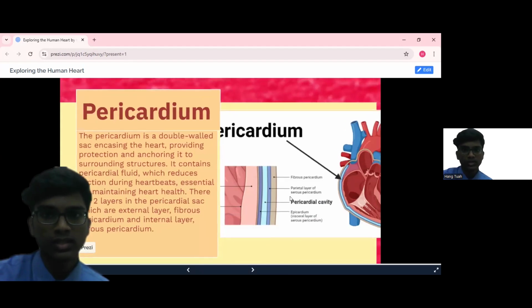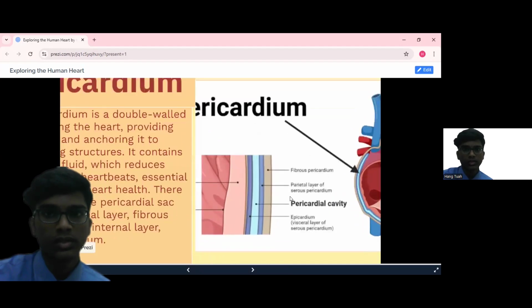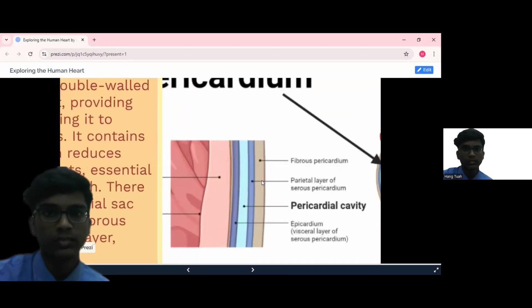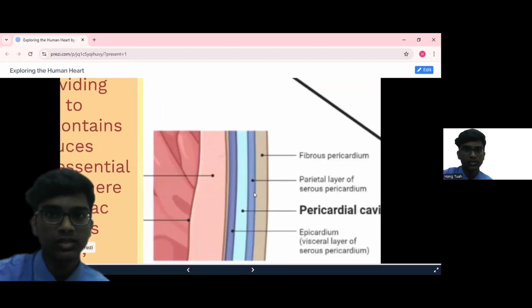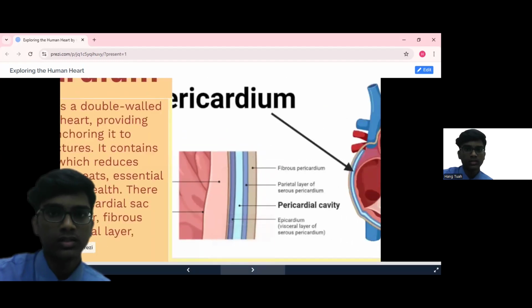So as you can see in this picture over here, the grey part indicates the fibrous pericardium, and the blue part here shows the serous pericardium. And the serous pericardium can be divided into the parietal layer of the serous pericardium, the pericardial cavity, and also the visceral layer of the serous pericardium.